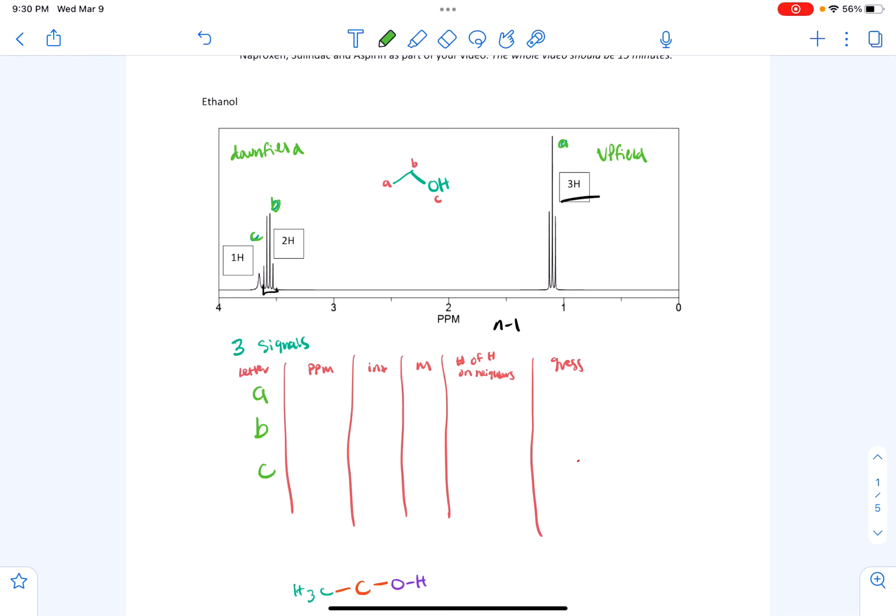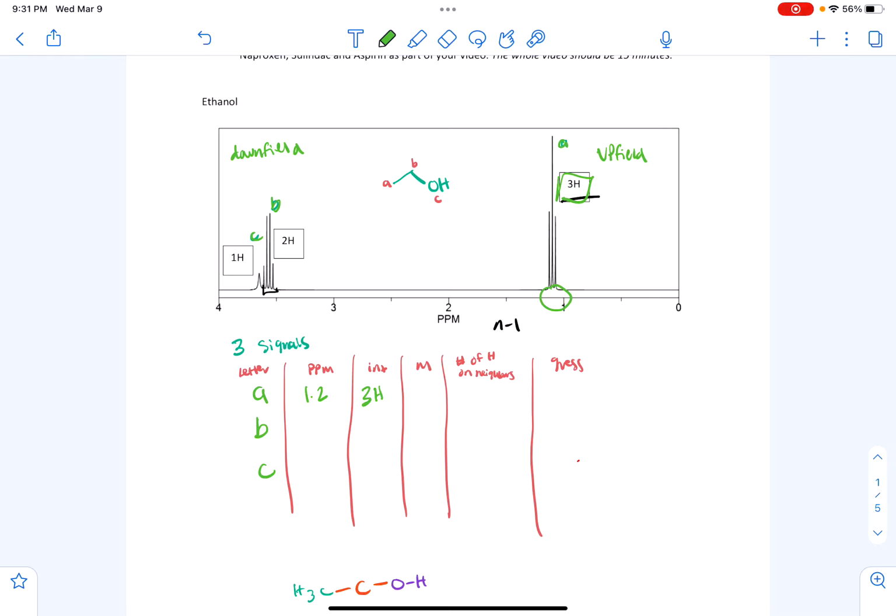For A, we can see here that it is at 1.2, just above 1, so I'm going to put 1.2 ppm. The integration is shown here. It's given. It's at 3H. The integration means how many hydrogens are involved. For this one, it's going to be 3 hydrogens, which can signal that it's going to be a CH3 group.